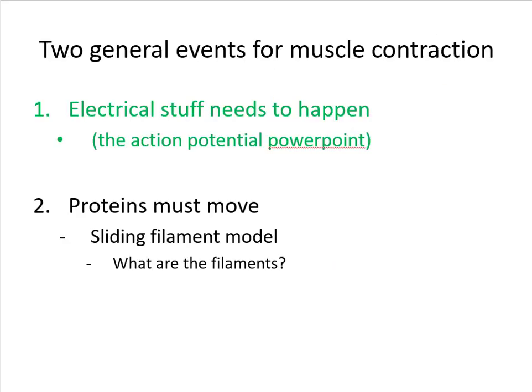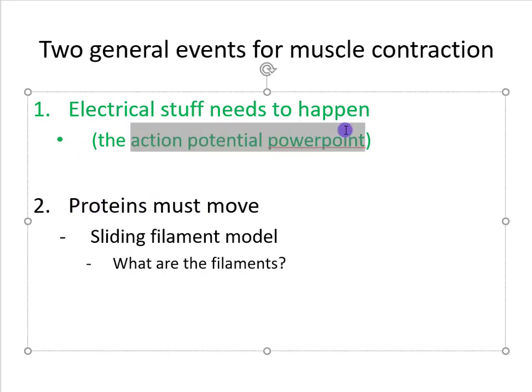Okay, so now let's take a step back again and look. We've talked about this in a previous video, but I do want to get back into it. Two general events for muscle contraction. You know that electrical stuff needs to happen, and then from there proteins move. That action potential PowerPoint and series of videos that I made describes all the electrical stuff that you need to know, from resting membrane potential to generation and propagation of an action potential.